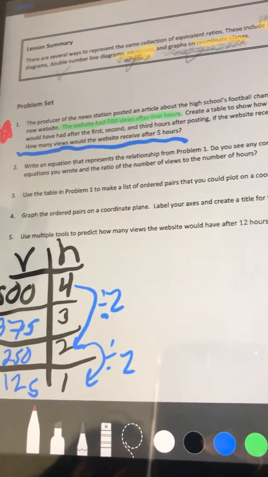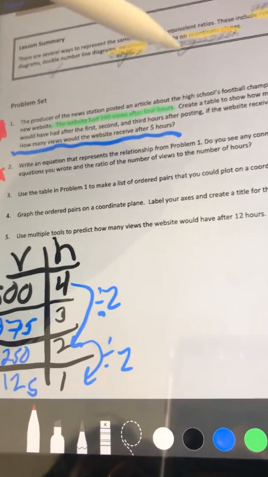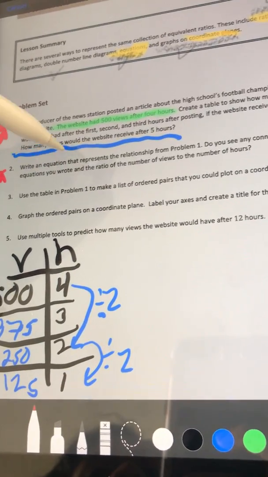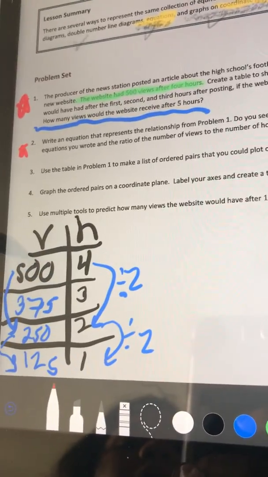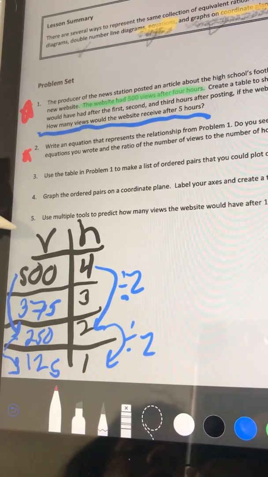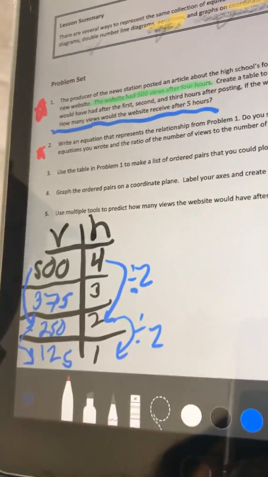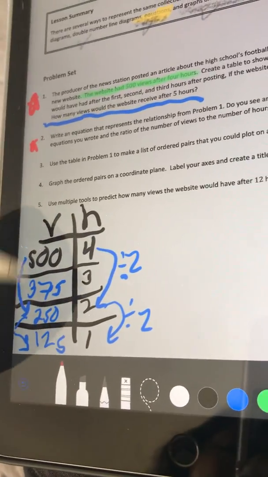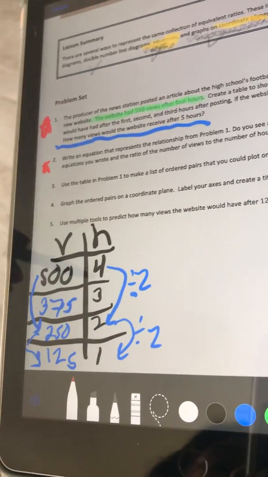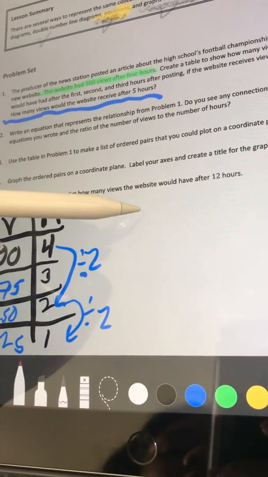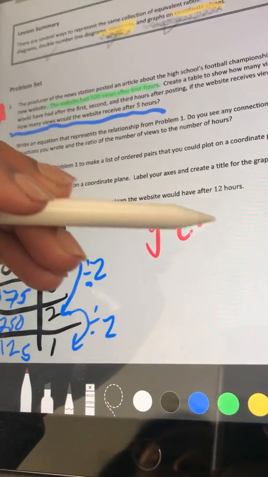It says, write an equation that represents, and I'm talking about number 2, write an equation that represents the relationship from problem 1. Do you see any connection between the equation you wrote and the ratio table? So I'm going to teach you the equation through the ratio table. So I want to remind you guys, this V is views, and this H is the number of hours. The way we think about equations is always going to be, this V and H, we have to figure out how they're connected to what we talked about today, the Y equals a number, or the constant, times the X.